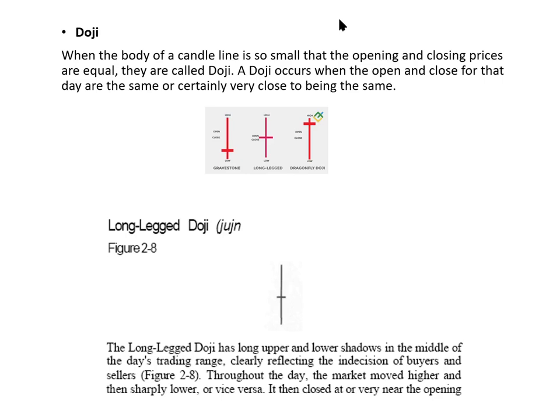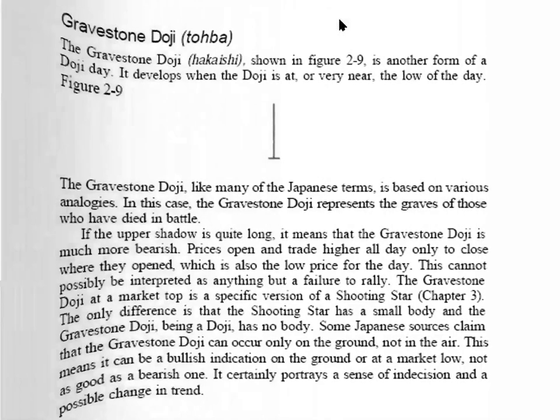Long leg doji, shown in figure 2.8 below. A long leg doji has long upper and lower shadows in the middle of the day's trading range, clearly reflecting the indecision of buyers and sellers. Throughout the day, the market moves higher and then sharply lower, or vice versa. It then closes very near the opening. So this is the long leg doji.